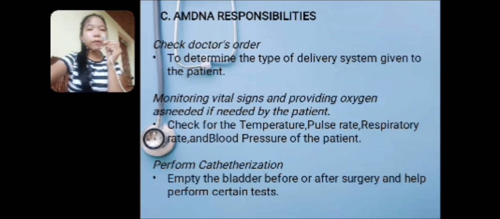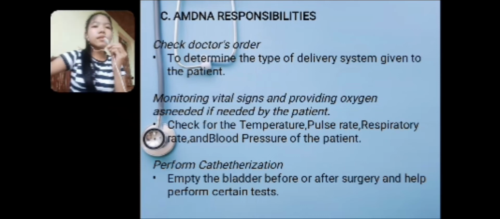Next is to perform catheterization. Empty the bladder before and after surgery and help perform certain tests. It is very important to do the catheterization because it allows urine to drain if a patient has an obstruction in the tube that carries the urine, and it is useful when a patient would undergo surgery.